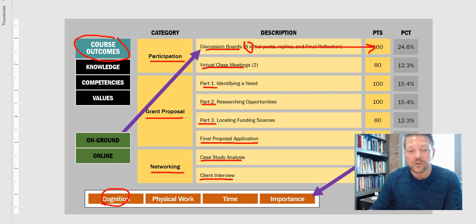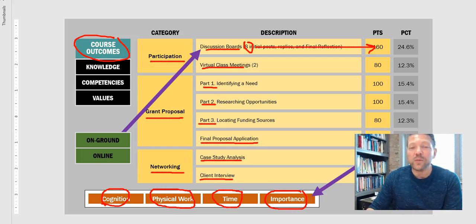amount of cognition that is required by that assignment, that is the amount of brain activity, the amount of brain work that's required, the thinking they have to do with that assignment, the amount of physical work that might be involved in completing that assignment, the amount of time that's involved in that assignment, and the relative importance that that assignment has with regards to the course outcomes. Those things that I think require more cognition, more physical work, more time, and or are more important, I believe, to the course, I would make those worth more points.